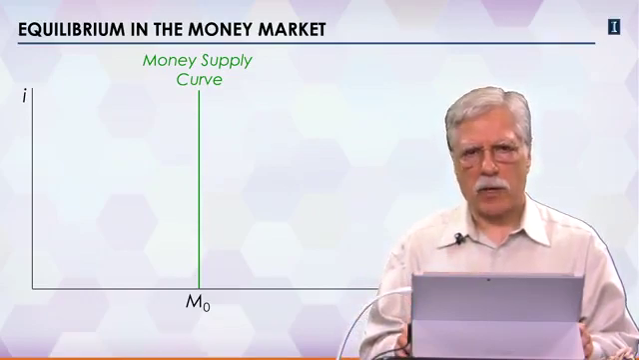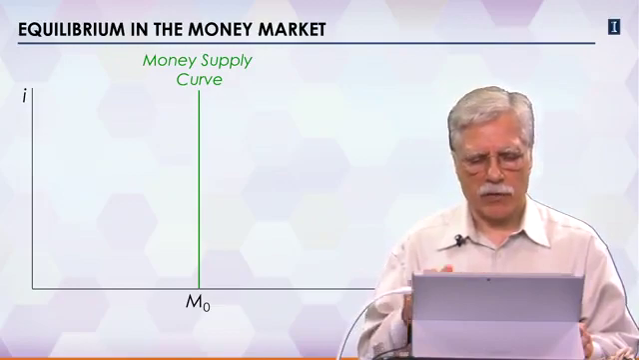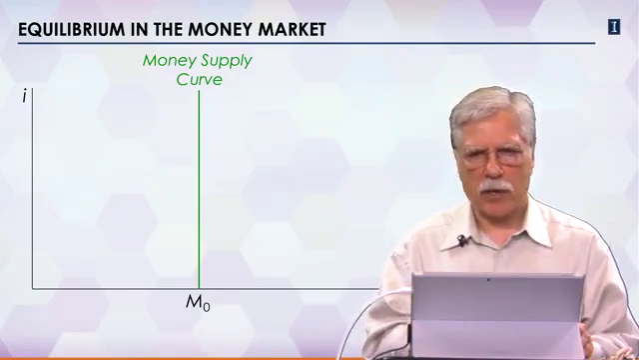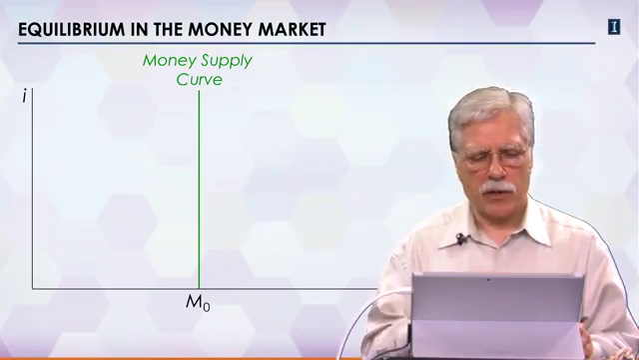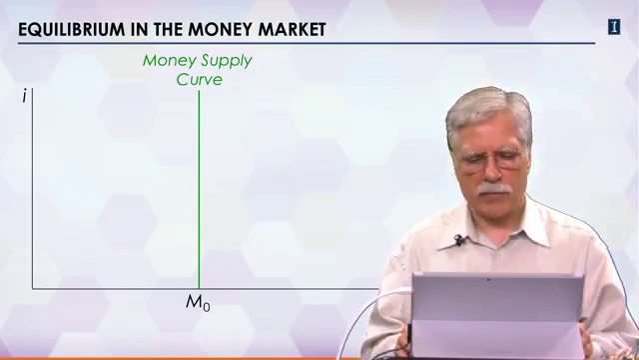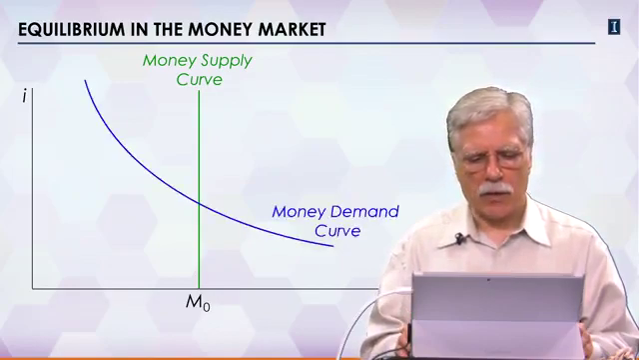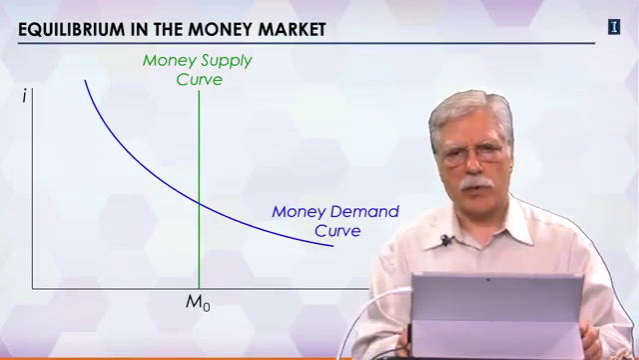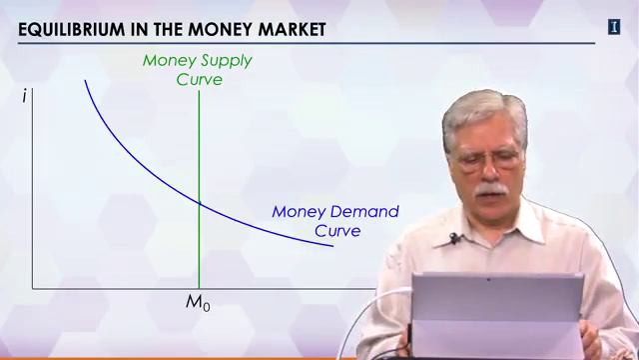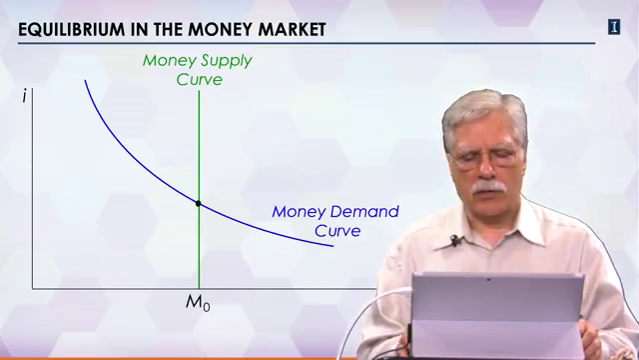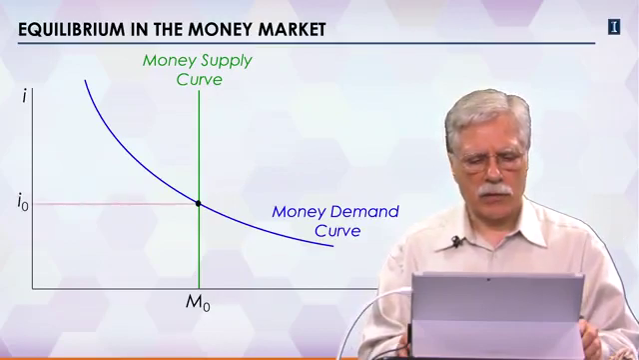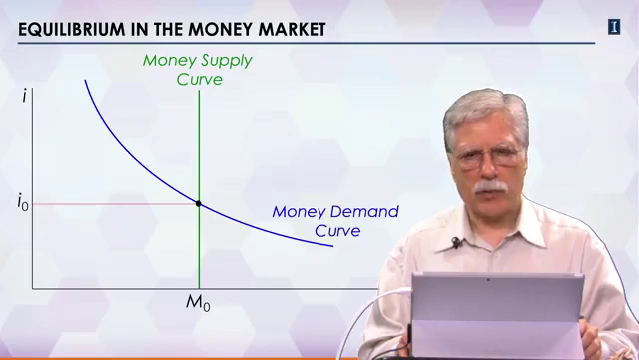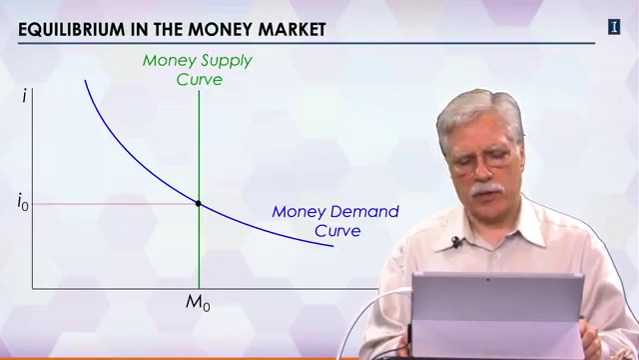So that's money supply represented by a vertical line. So the money supply here is independent of the interest rate prevailing in the market. And money demand curve, as we've seen before, is downward sloping. And as any other market, supply and demand interact to determine the equilibrium interest rate, I0.